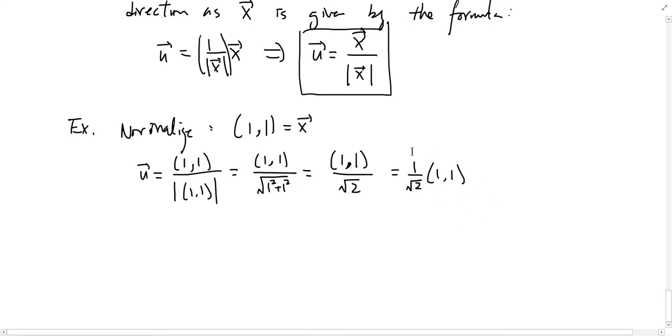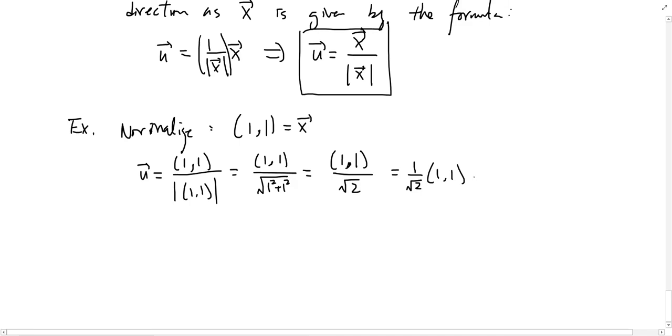I would say this is a good way to leave it if you have more operations to do with this vector. In some cases you can keep the 1, 1 as nice integers and just deal with the 1 over radical 2 as a scalar. So if you have to multiply by some other scalar or do a dot product, you don't have to worry about a wacky number like 1 over radical 2.